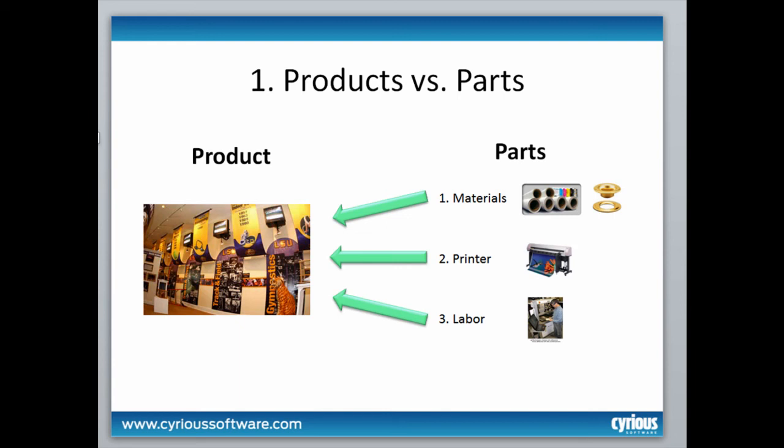So very simply, a product is the thing that you make and sell, or a service that you provide. Parts include the things that were used to make that product or to provide that service.